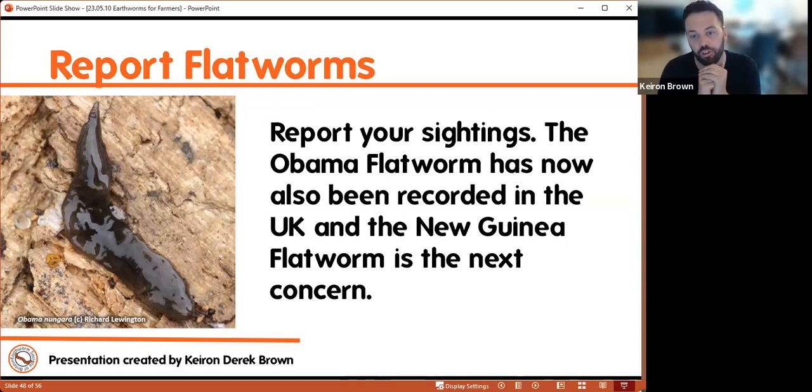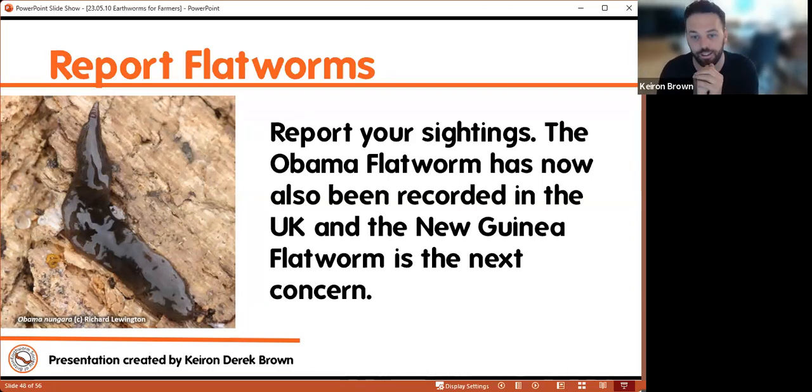The big threat, though, is the New Guinea flatworm. It's a really big problem on the continent. It eats earthworms, and that is something that we believe will be here sooner rather than later. It's probably inevitable. How can we combat this?